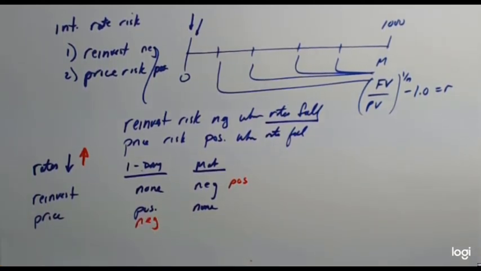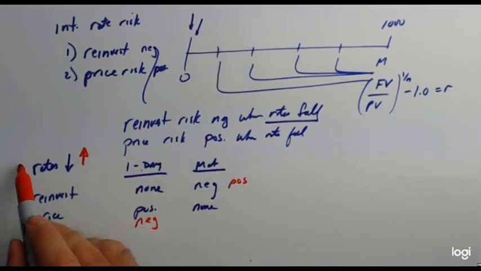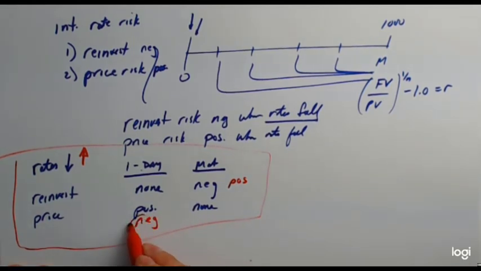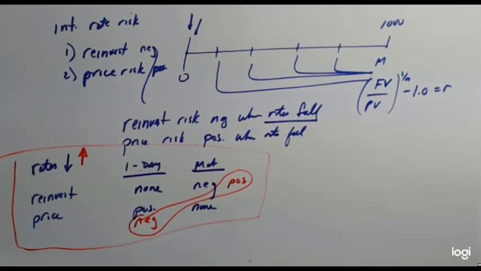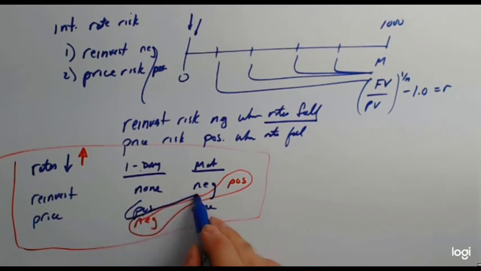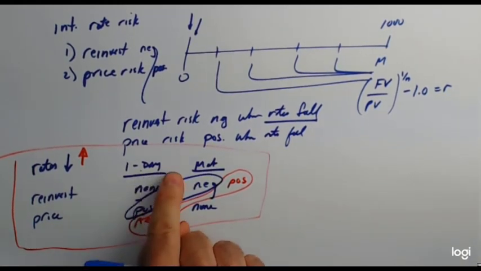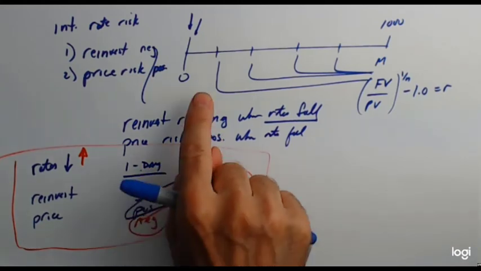So what you see here is that regardless of whether rates go up or down, there's going to be a negative versus a positive, or a positive versus a negative, that somewhere in between the 1 day holding period and maturity, they're going to balance out to be zero.